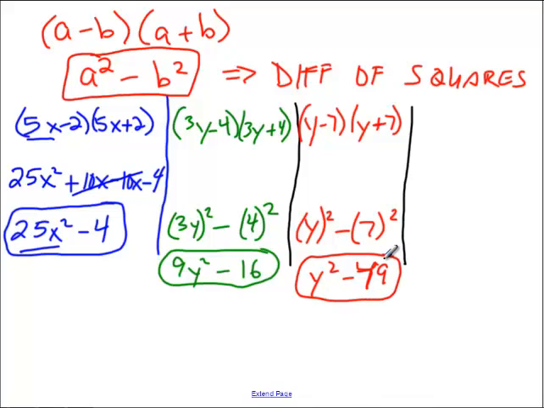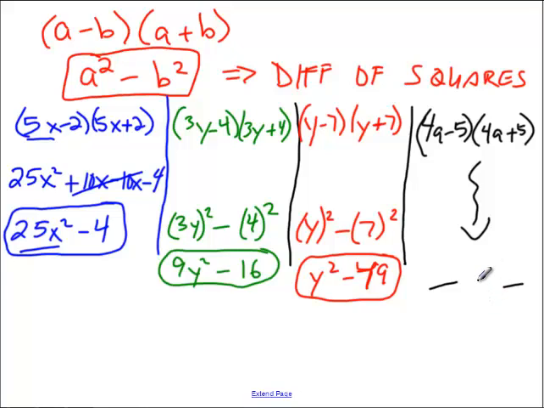Question for you now. Here's our homework question. Hand it in with your notes. 4a minus 5 times 4a plus 5. Give me the answer down here and tell me what a is, what b is. We have to separate them by subtraction. Give me the answer in your homework notes.